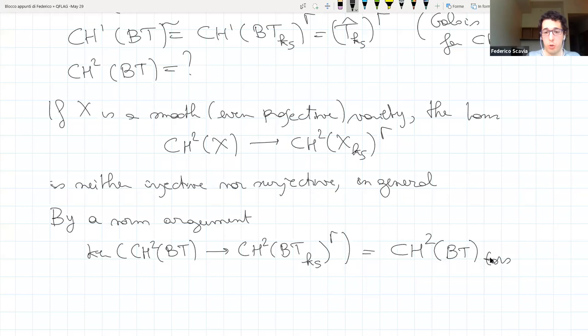The fact that the torsion is contained in the kernel is clear because over the separable closure this is torsion free. On the other hand, if some class in Chow two of BT goes to zero when base changed, then it goes to zero after some finite separable extension. Then I apply the norm, and if the extension has degree d, then d times the class is going to be zero in Chow two of BT.